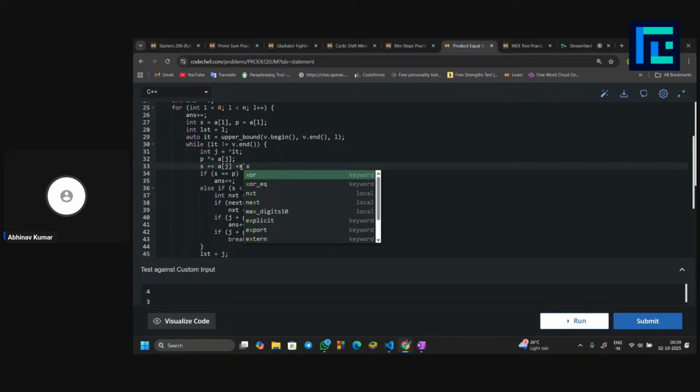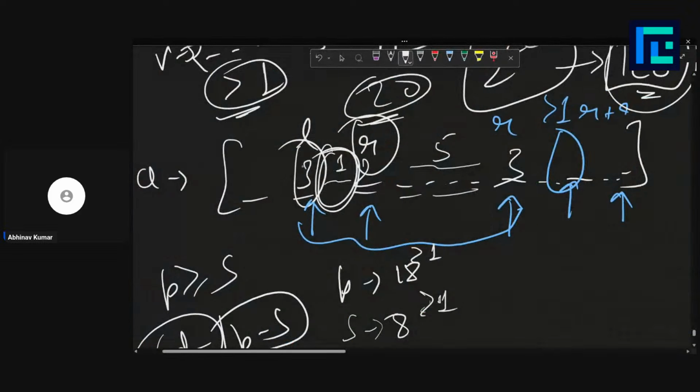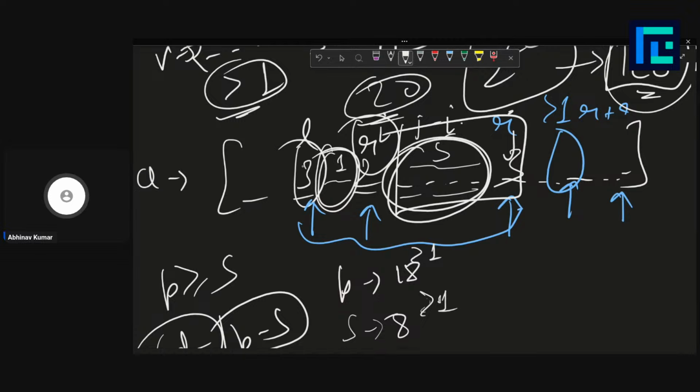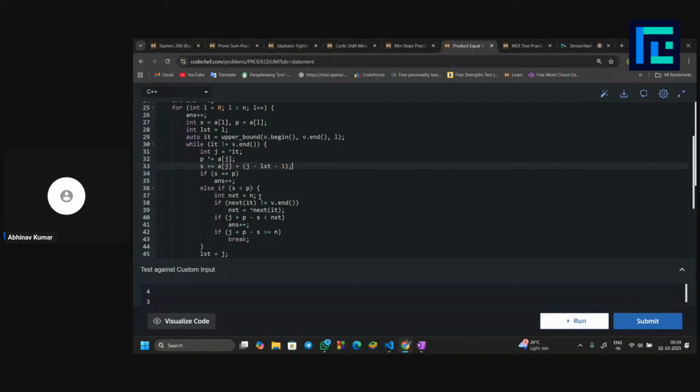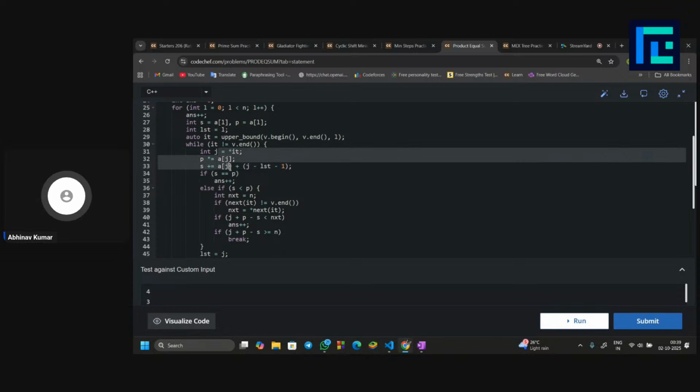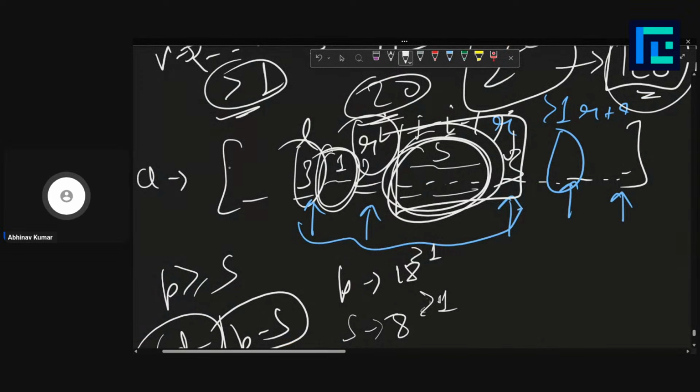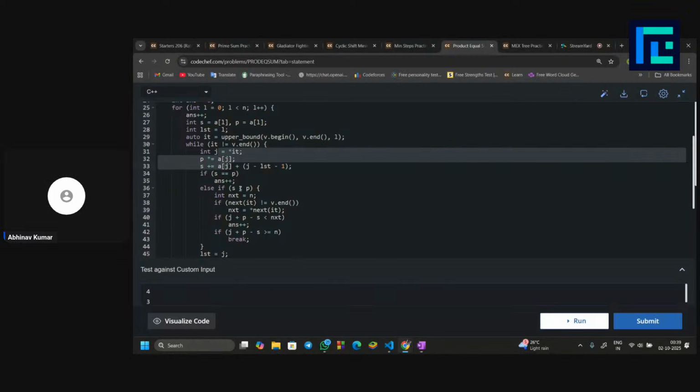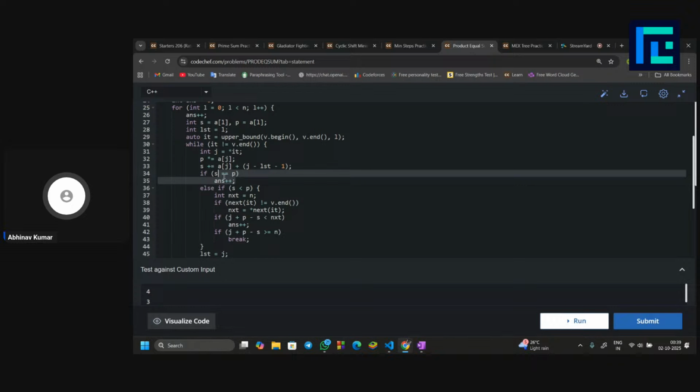So if my current index is j and last index was i, the number of ones in between is j minus i minus 1. So I add that many ones to the sum. Now my current product and sum are updated from L to current R. If this sum is equal to P, I do NC plus plus. If this sum is less than P, I'll try to increase my R to make the sum equal to P.